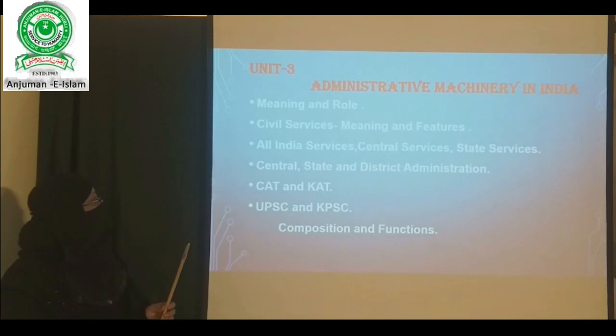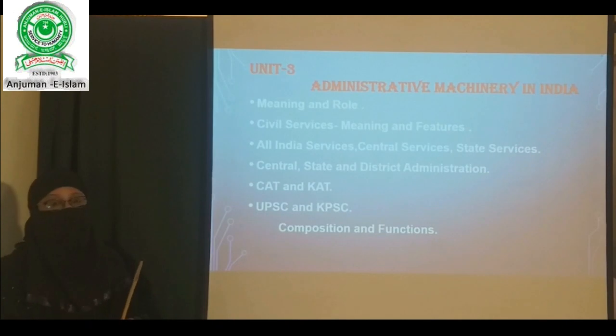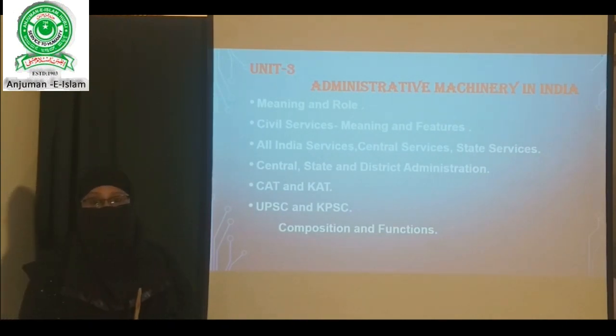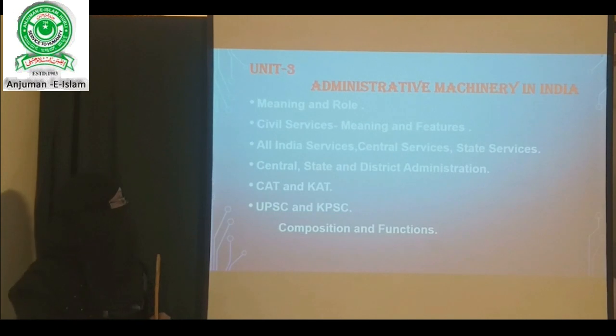Next comes the administrative machinery in India. Here, what is the role of administration in a democratic nation? The administration runs the government and serves the people. This is the basic concept of administration, and here we will see how the administrative machinery is working in India. We'll start with the meaning and the role of administration.